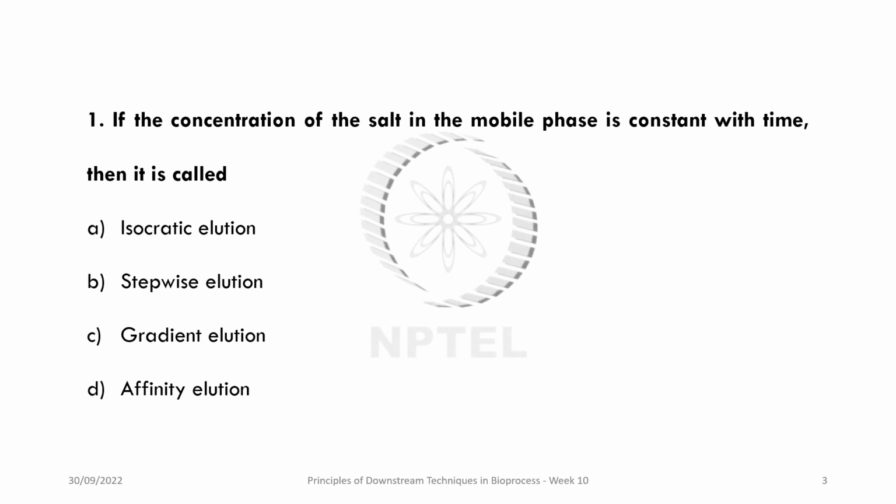So we are talking in terms of chromatography, where you have a stationary and mobile phase. So the mobile phase is the one which is going to help you load as well as elute the components. So during this process of elution, the mobile phase can change or not change in terms of its composition. So if its composition, right now we're talking about the salt concentration, is constant with time, what do you call it?